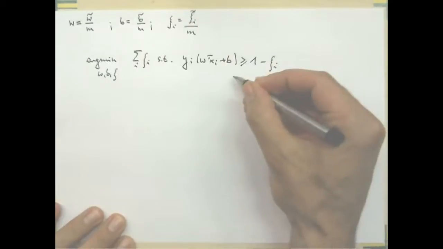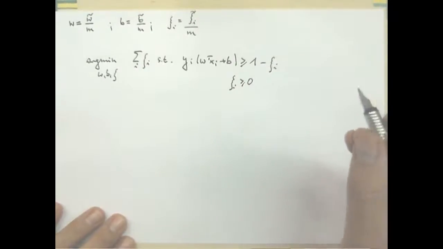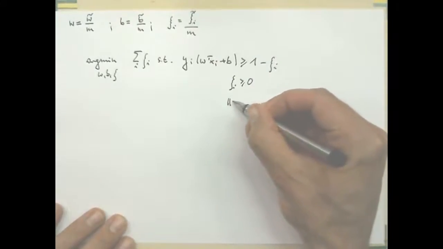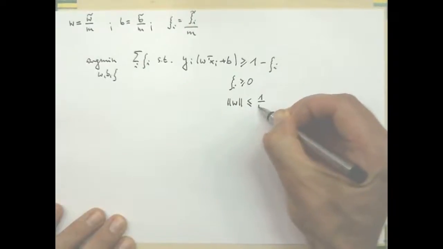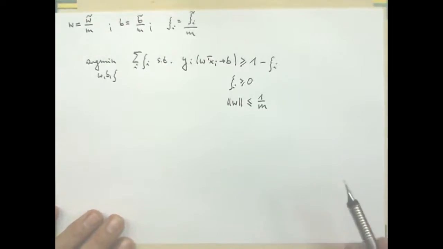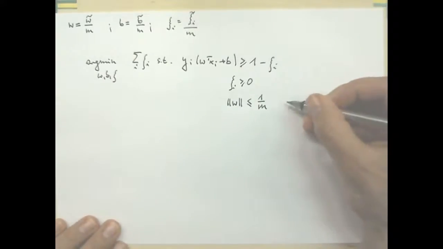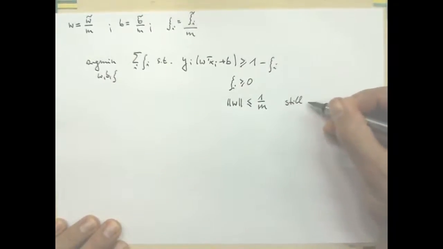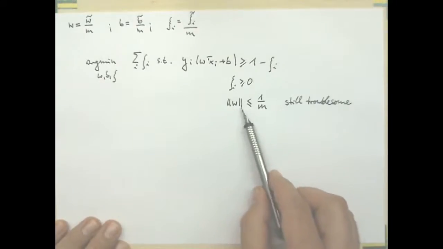I still have this non-negativity constraint, and this time I can write that the norm of w should be less than or equal to 1 over the margin. Now, by the way, this constraint here is still a nuisance. It's still troublesome. Now it has become convex. It is a disk.